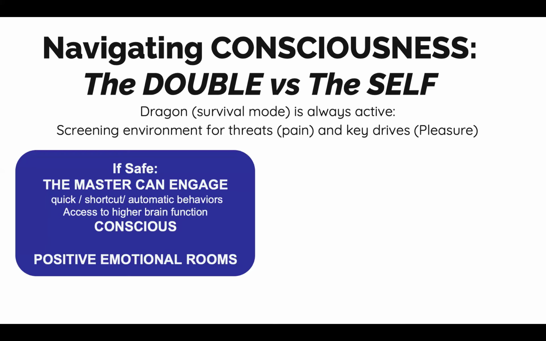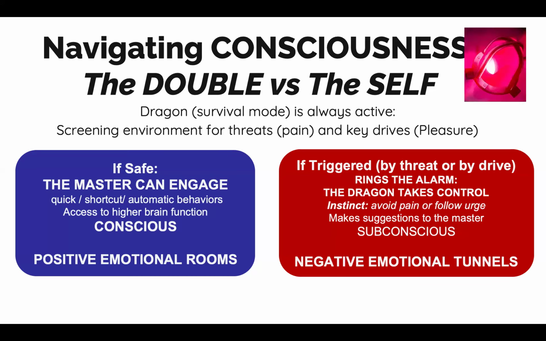If everything is safe, then that system is quiet, and now your master can engage, and now you are able to be conscious. You can either be on that quick automatic drive, you know, when you drive to work and you're not even sure whether there were traffic lights or not. So you're in that nice neutral space, but you're also now able to do amazing work. This is when you're able to access all your higher functions and these positive, what I'm going to call emotional rooms. But if there's any threat, say a taxi pulls in front of you while you're driving and you have to slam on the brakes, then your survival brain is automatically going to kick in.